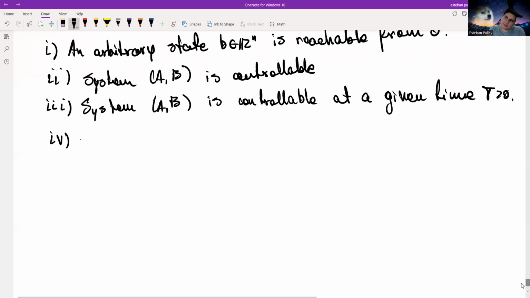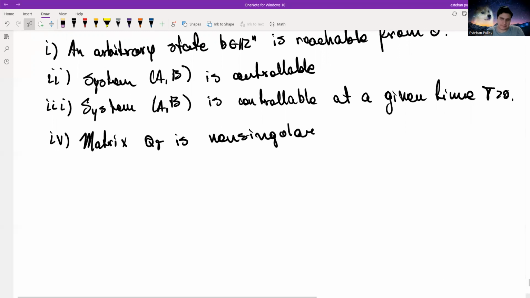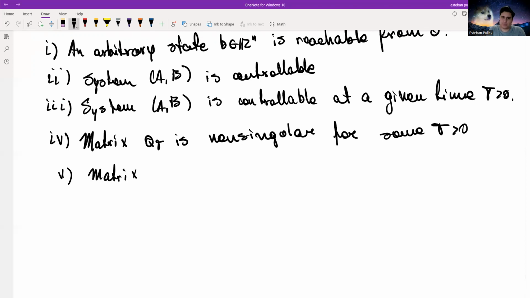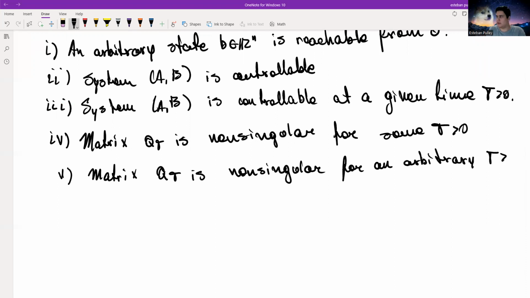Four, matrix Qt is non-singular for some T positive. Five, matrix Qt is non-singular for an arbitrary T greater than 0. And six, that is really the Kalman rank condition, is that the rank of this matrix AB is equal to n.